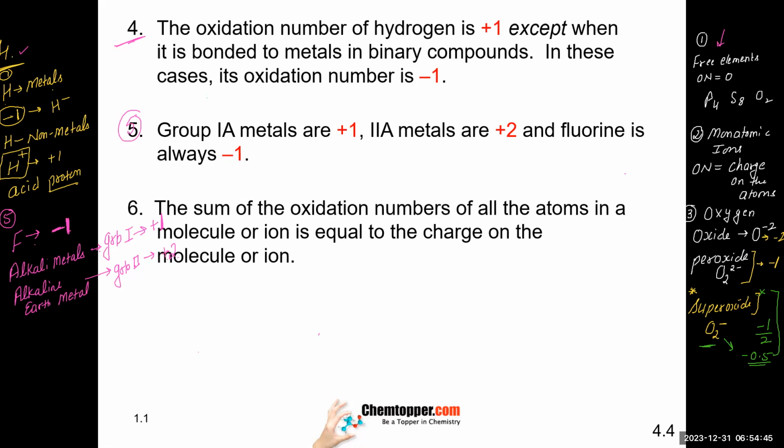Rule number 5. Now let's see rule number 6, the last rule. Rule number 1 is for free elements, 0. Rule number 2 is monoatomic ions, whatever charge is the oxidation number. Rule number 3 is for oxygen: oxide, peroxide, superoxide. Generally oxygen is oxide in 99% of compounds. If it is oxide, minus 2. If it is peroxide, minus 1. If it is superoxide, minus 1 over 2. Superoxide, you need not worry.